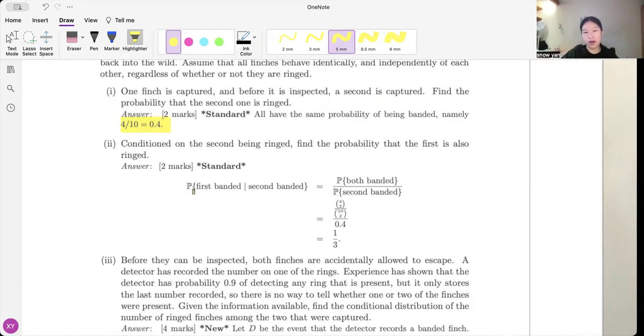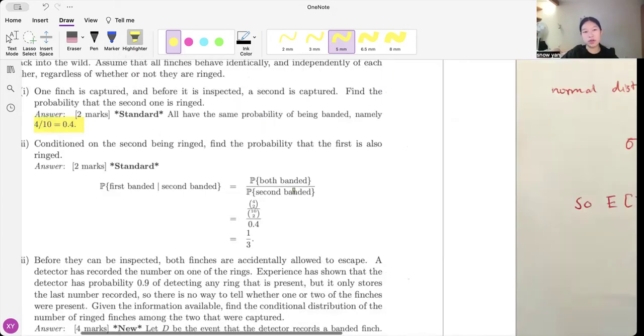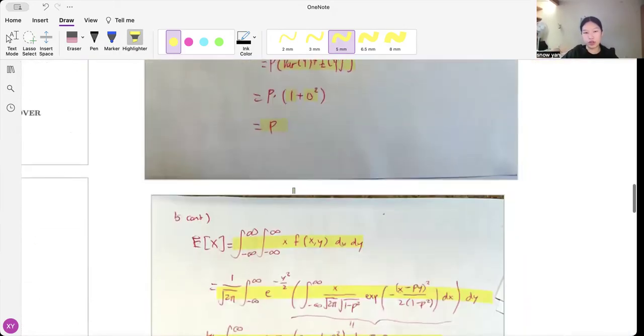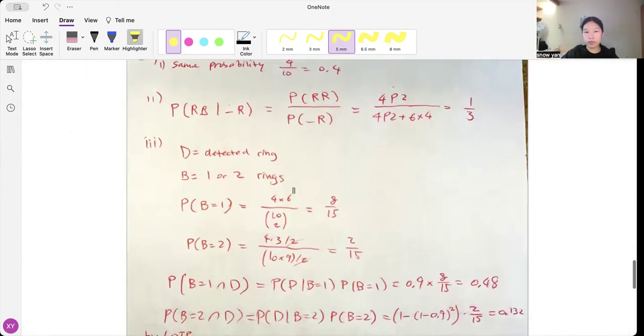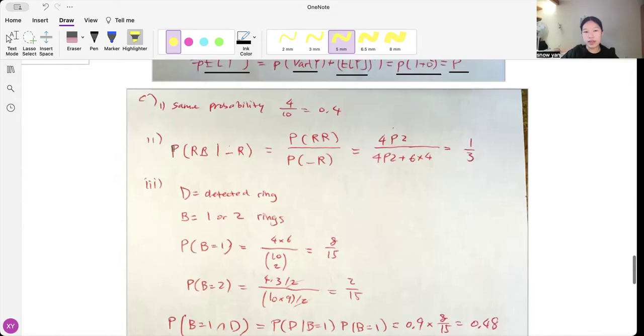I don't really like the notation here, so I'm going to go to my own notation. This is what I wrote. I wrote the first letter as the first bird and the second letter as the second bird. We're trying to find the probability that the first bird is ringed, given that the second is already ringed. So on the top we have both birds ringed.